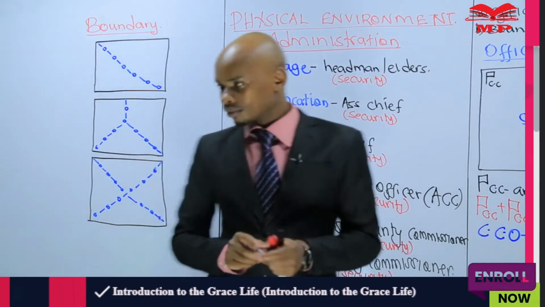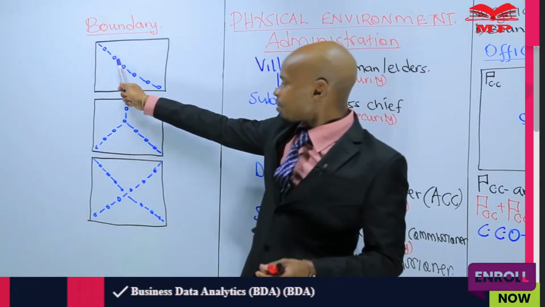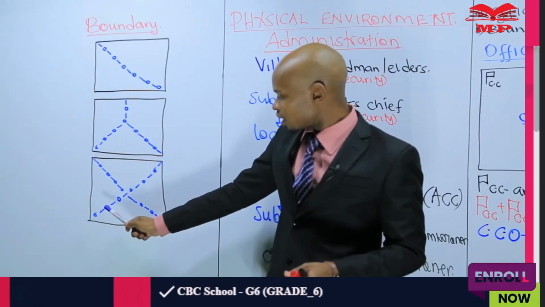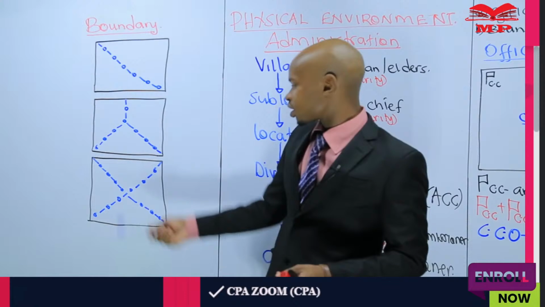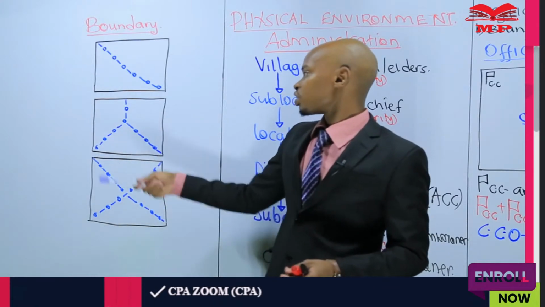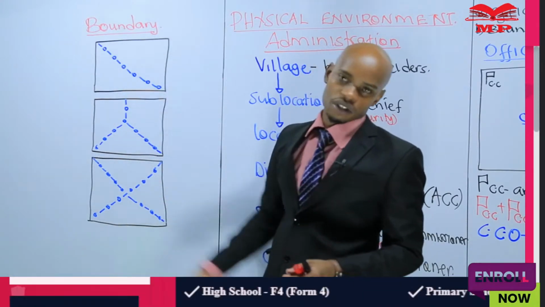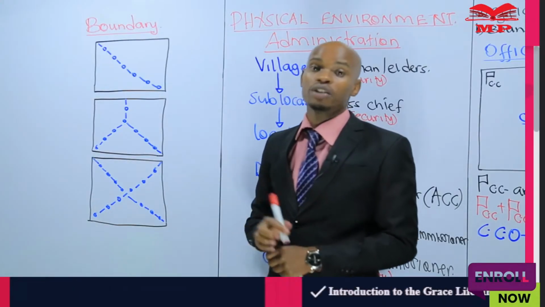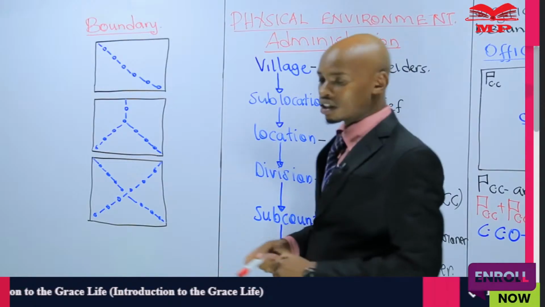Now, this is a boundary, this is another boundary, this is another boundary. This one is dividing this area into 1, 2, 3, 4 sections. 1, 2, 3 sections. 1, 2 sections. These are boundaries. What will you do with a boundary to get to know the administrator?